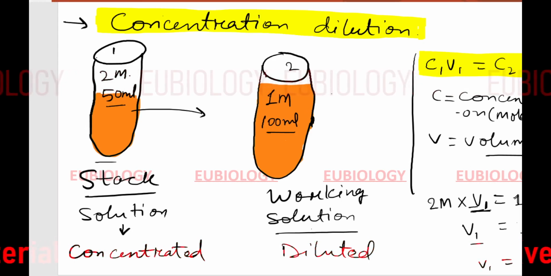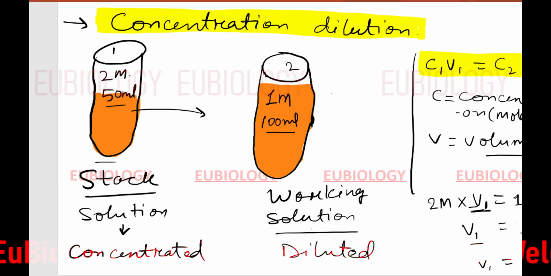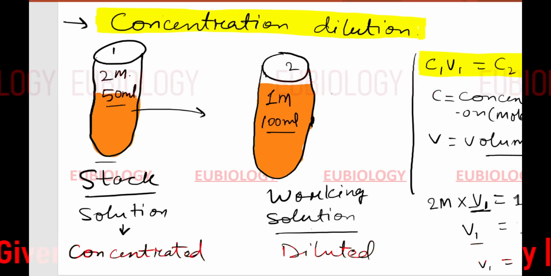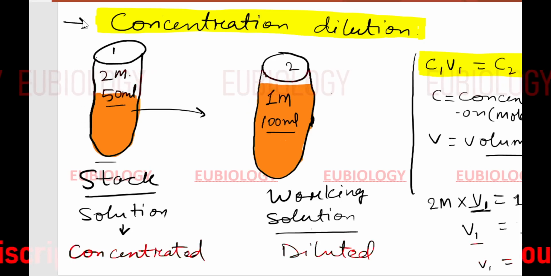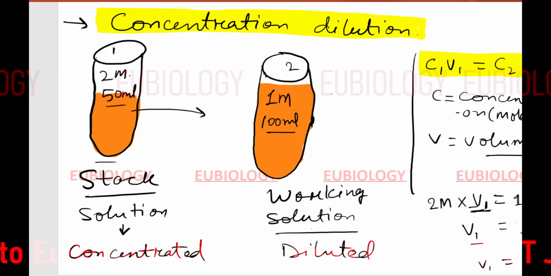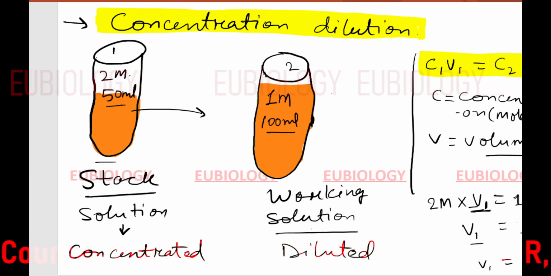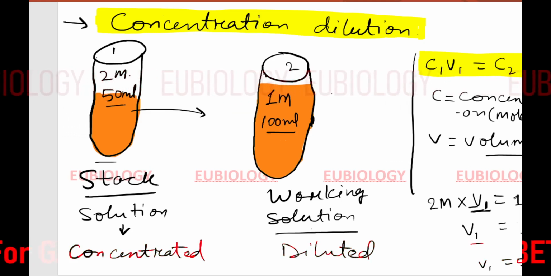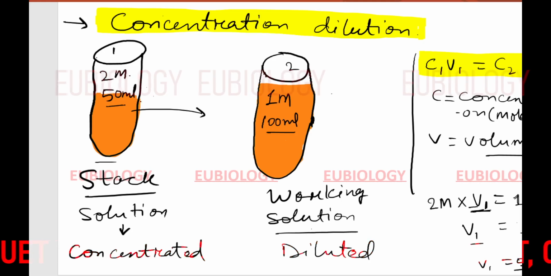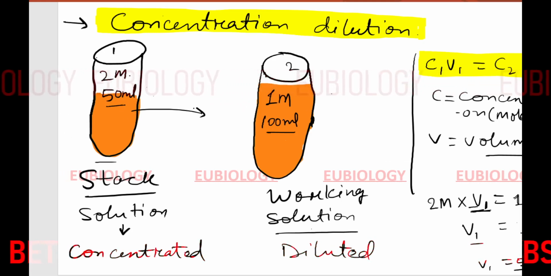Got it? So what if I have to make 100 ml? Suppose I want to make 100 ml of 1 molar solution. I will multiply here by 100, and then 100 by 2, what will you get? 50 ml. So from stock I will take the complete stock because it's only 50. So I will take this complete stock and I will add the remaining 50.